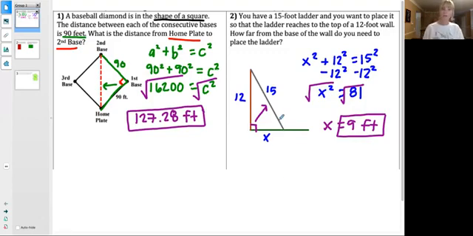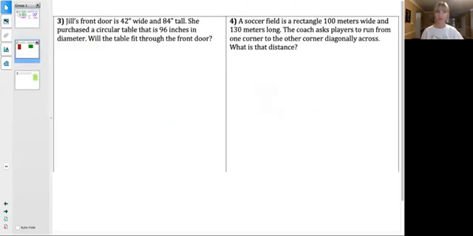Okay, so that one we had to create our own drawing. But again, the key is, and the next couple we're going to create our own drawings too, the key is: is there a right angle in this story? And if there's a right angle, is there a right triangle? So number 3 says this.